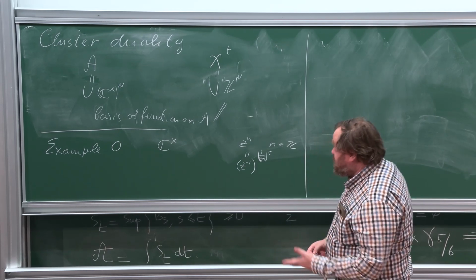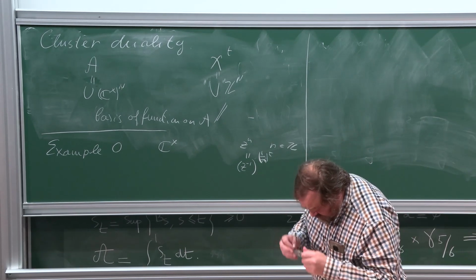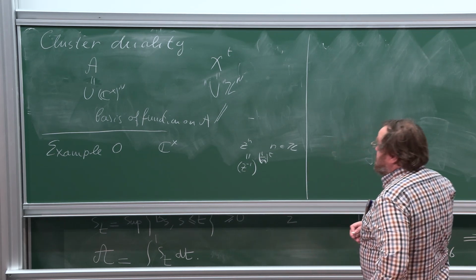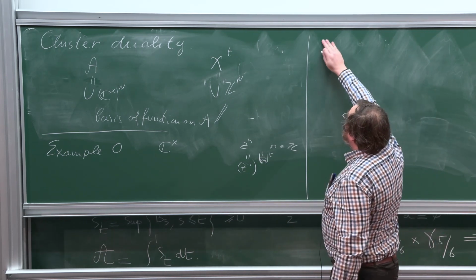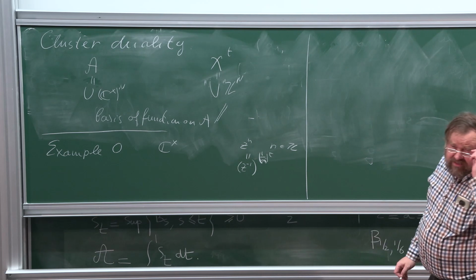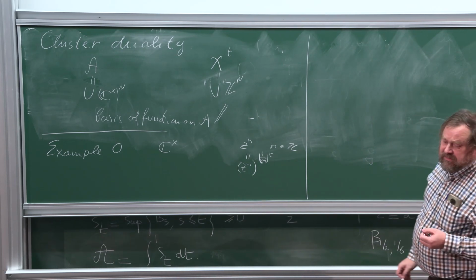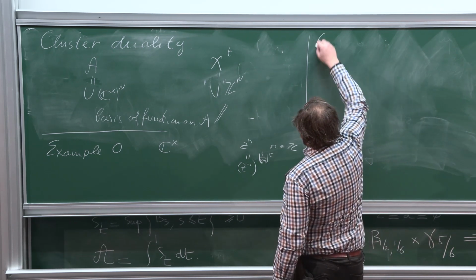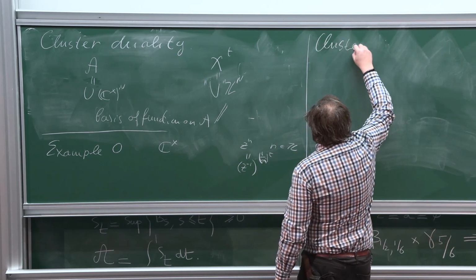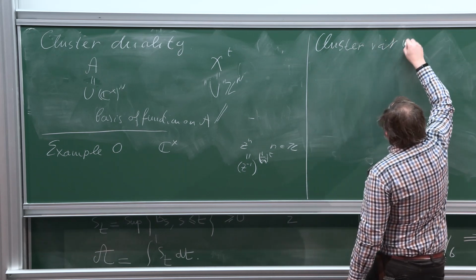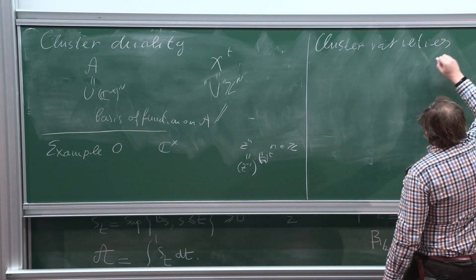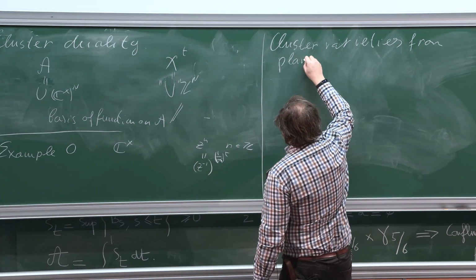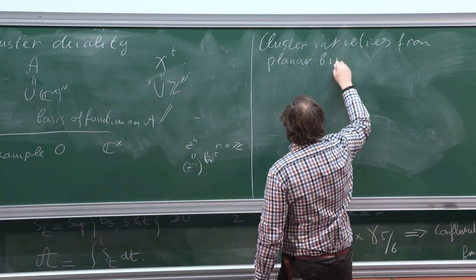So this is what cluster duality is. This was already mentioned several times, but perhaps under different names. The second thing is not considering all cluster varieties, but only cluster varieties corresponding to bipartite graphs, planar bipartite graphs. So cluster varieties from planar bipartite graphs.